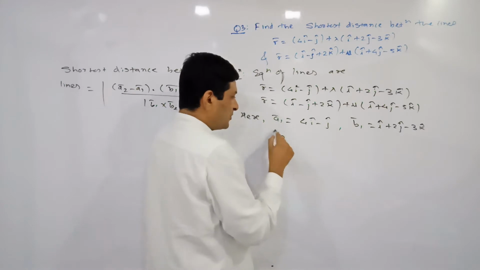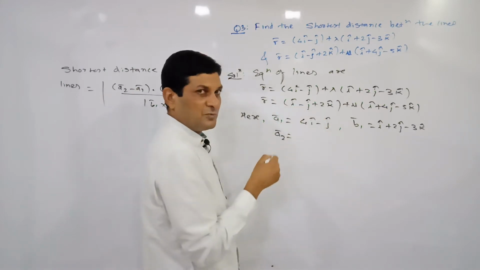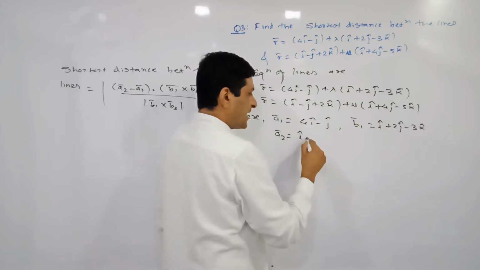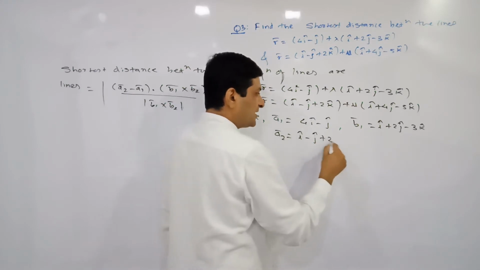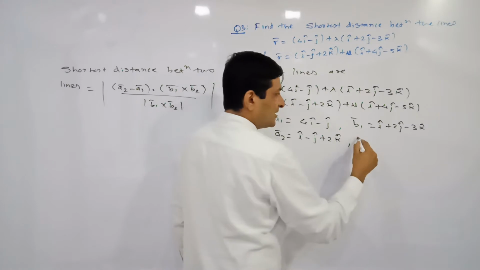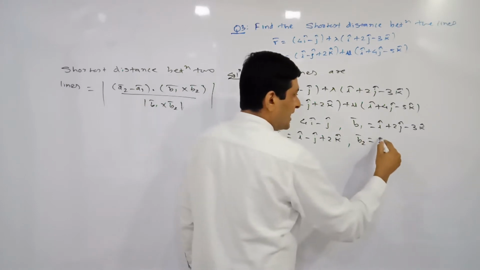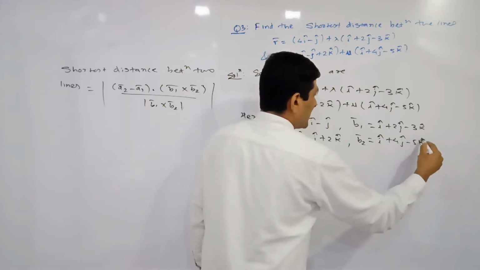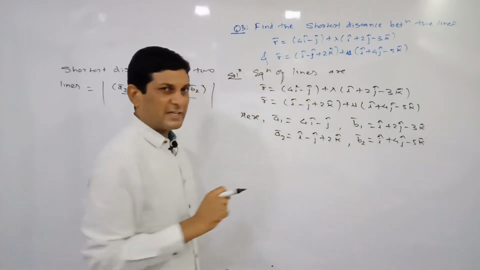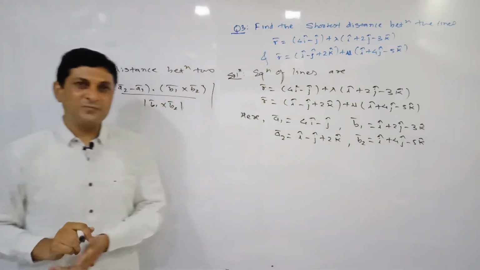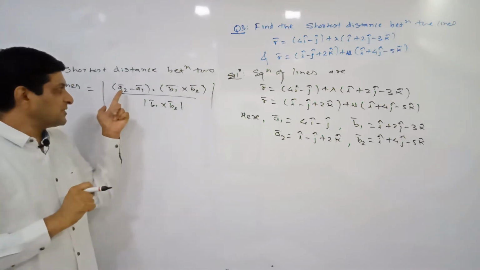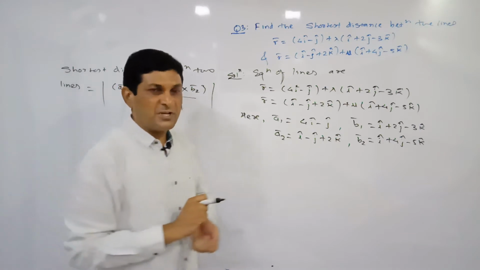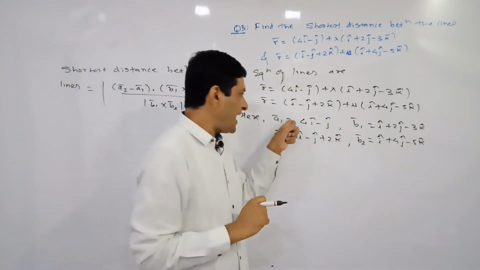A2 bar will be equals to, from the second equation we will get value of A2 bar and B2 bar, where value of A2 bar is I cap minus j cap plus 2k cap and B2 bar will be equals to I cap plus 4j cap minus 5k cap. Once these four vectors are known to us, observe the formula. So first we'll require the value of A2 bar minus A1 bar. So let us try to find out difference of this A2 bar and A1 bar.